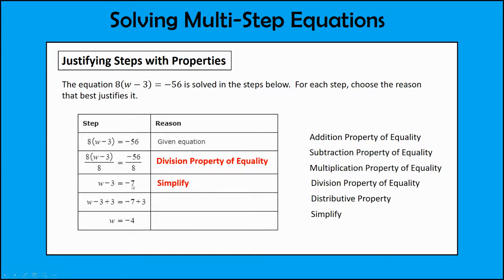Mathematically, I just simplified it down. In the next step, we're going to work to isolate the w. To do that, I'm going to add 3 to each side of the equation. That's the addition property of equality. And then finally, I took my negative 3 plus 3, that's a 0. I took my negative 7 plus 3, that's negative 4, and that's a simplification. Okay, so really, if you look at it, it was the same kind of steps. They just did it in a little bit different order. And I just wanted to show you this first step because I think that's a strategy we can use.